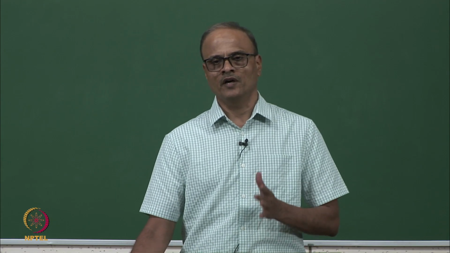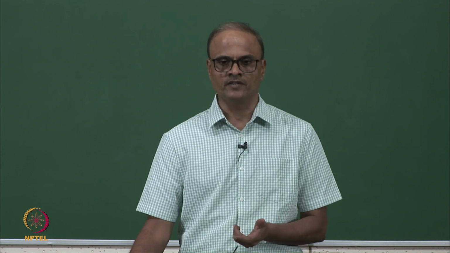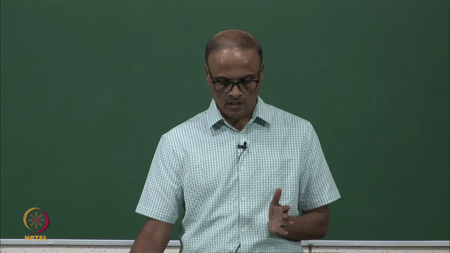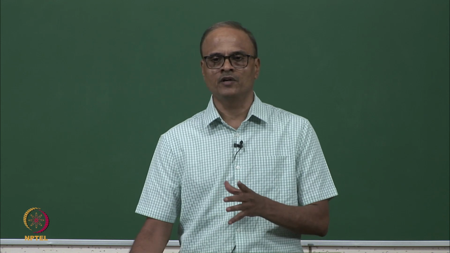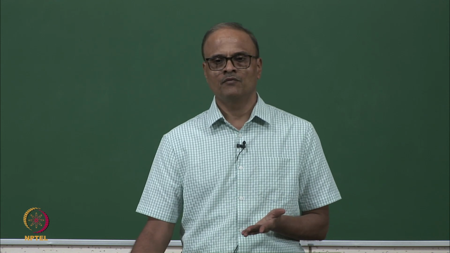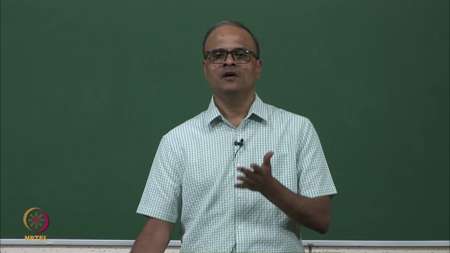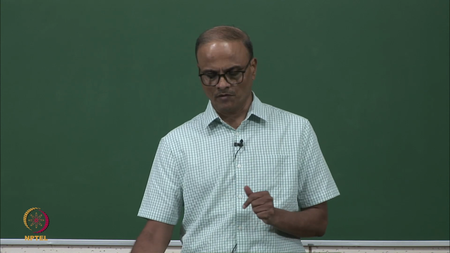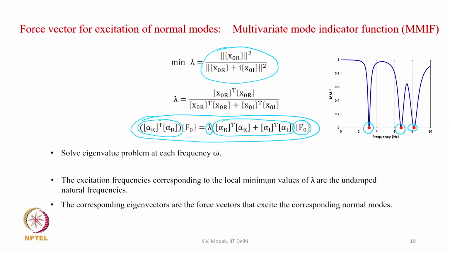Here the rectangular FRF matrix can be used to set these eigenvalue problems and then find the eigenvalues and eigenvectors to plot these mode indicator functions, from which the undamped natural frequencies and the force appropriation vectors can be determined. So, this multivariate mode indicator function can also detect the existence of repeated roots or repeated poles. For that, the other eigenvalues can also be plotted, and the local minima in those plots of other eigenvalues will indicate repeated roots or repeated undamped natural frequencies.